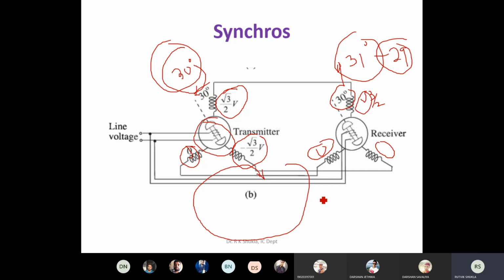Until it becomes 30 degrees, if there is any difference, the same difference will appear on the stators of receiver side. Unless the rotor acquires 30 degree, it keeps on giving the same feedback to the receiver end. Clear? This is how the synchro transmitter receiver pair will work.